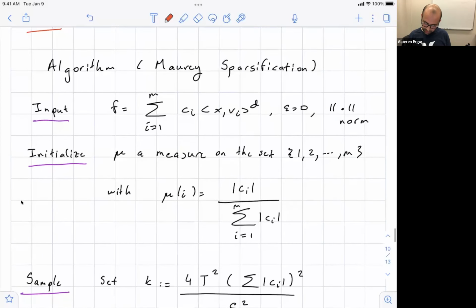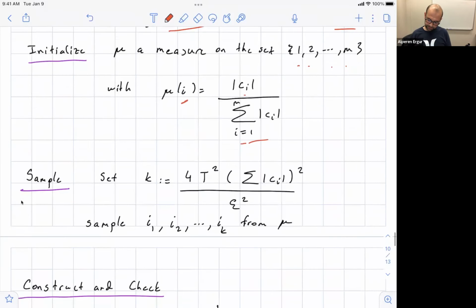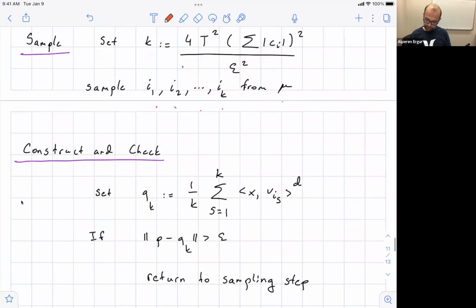And my second thing is this Maurey sparsification. You give me a decomposition, you give me your epsilon, you give me your norm. Then we create a measure on the discrete set 1, 2, 3 up to m. Okay, this algorithm is going to look surprisingly simple. The discrete measure weights i with respect to the absolute value of c_i, normalized by the summation of absolute values. Then you set the sample size. You sample from this measure, and then you construct.